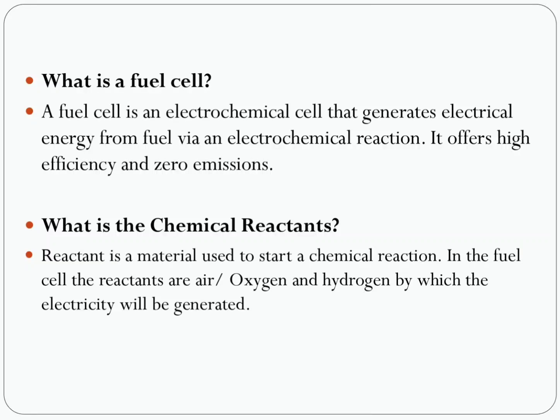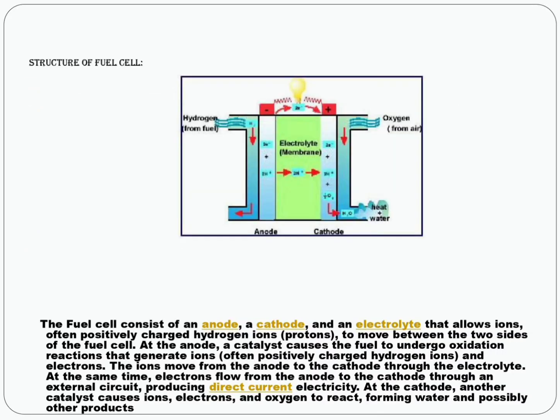Reactants are materials used to start a chemical reaction. In fuel cells, the reactants are air or oxygen and hydrogen, by which the electricity is generated. So the fuel cell reactants are air or oxygen and hydrogen. Then we are going to see the basic structure and basic working concept of a fuel cell.